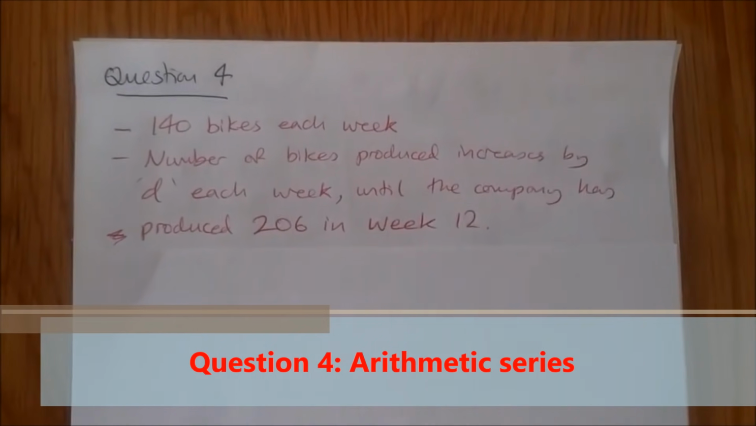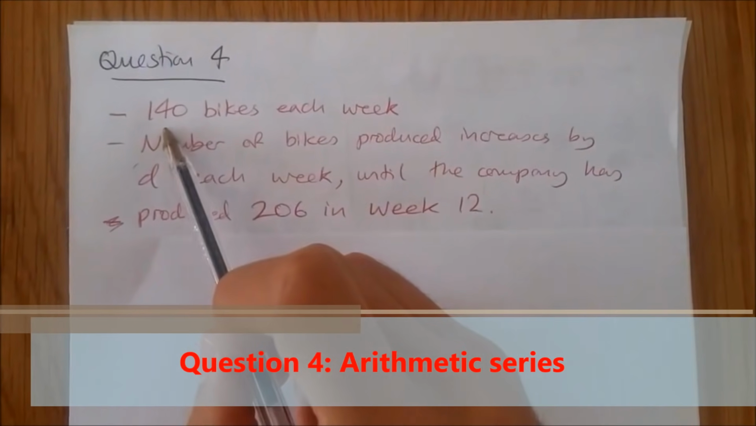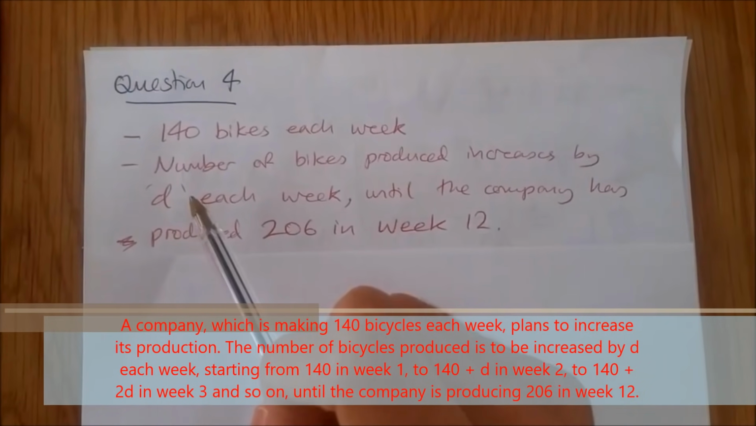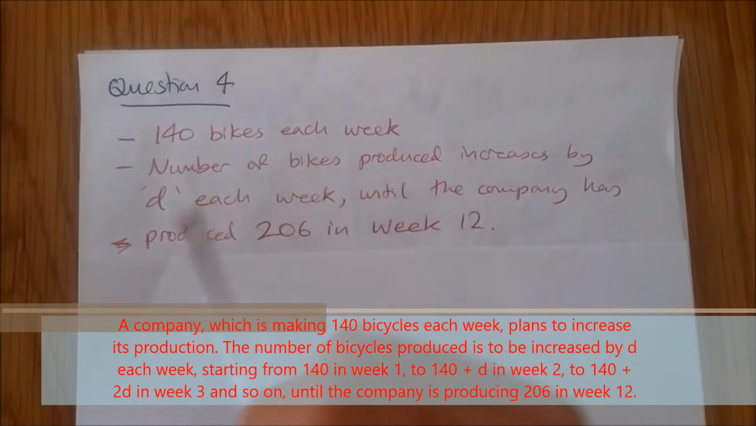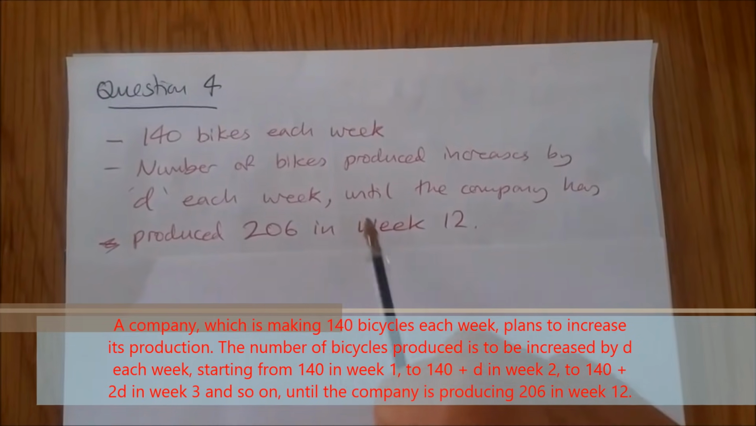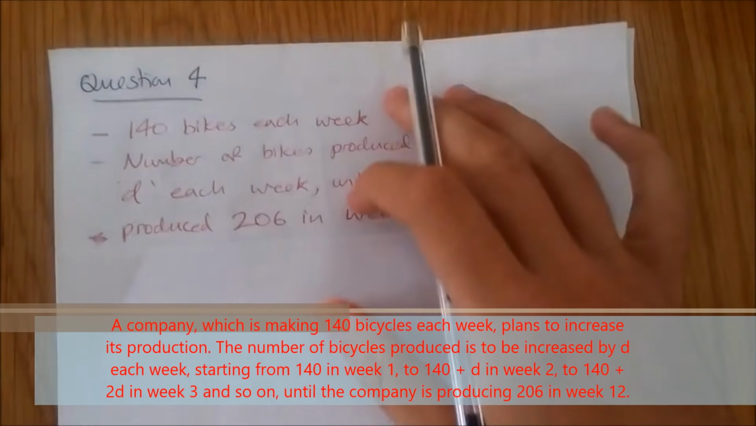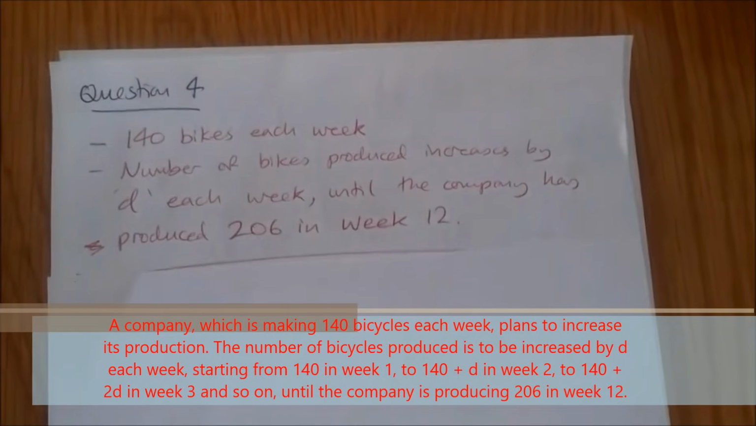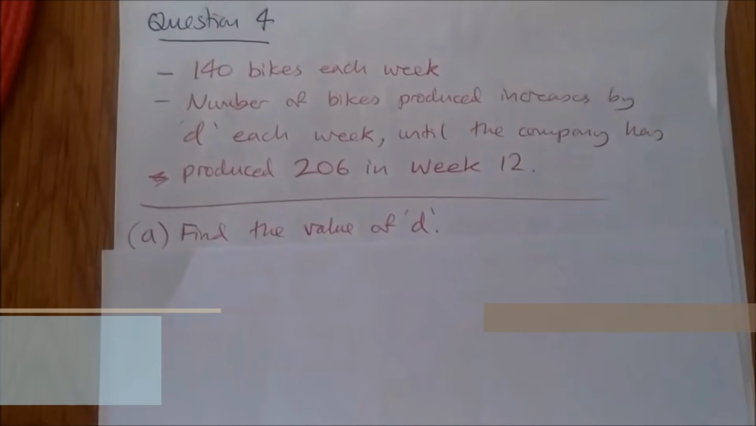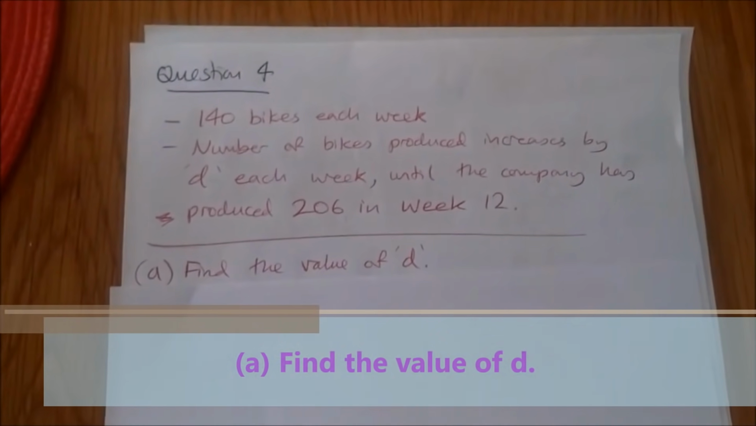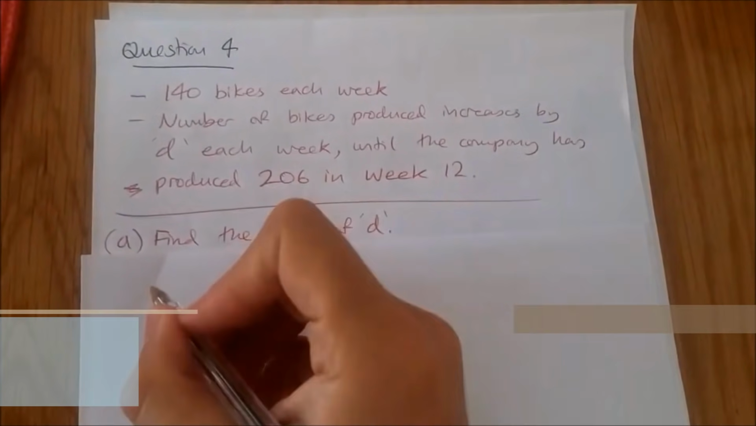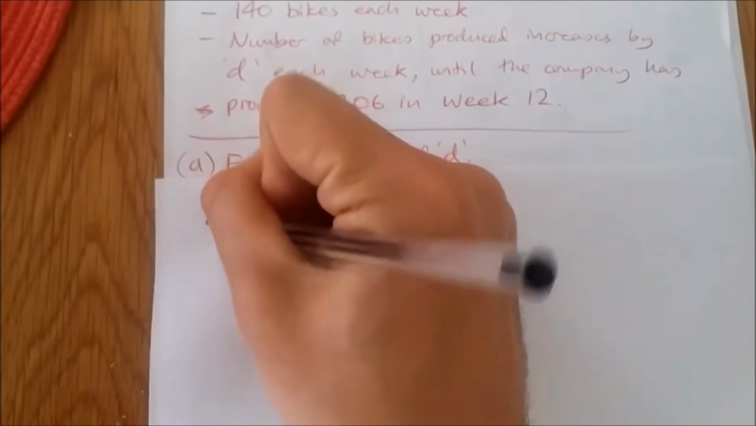Question 4. According to the exam paper May 2017 C1, we know there is a company producing 140 bikes each week. The number of bikes produced increases by D each week until the company has produced 206 bikes in the 12th week. Here they ask us to find the value of D. In other words, find the difference per week. Pretty straightforward, nothing special here. So how do we do this one? Let's call this part A.